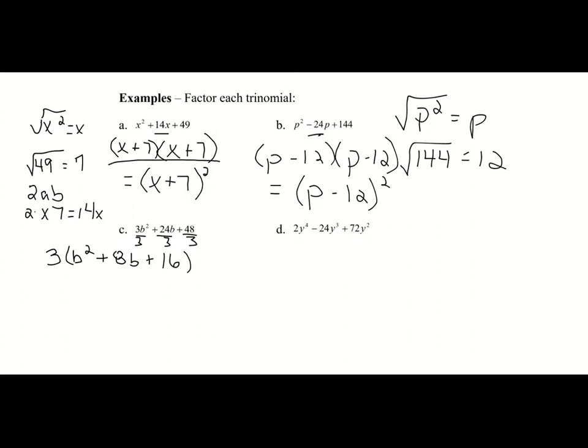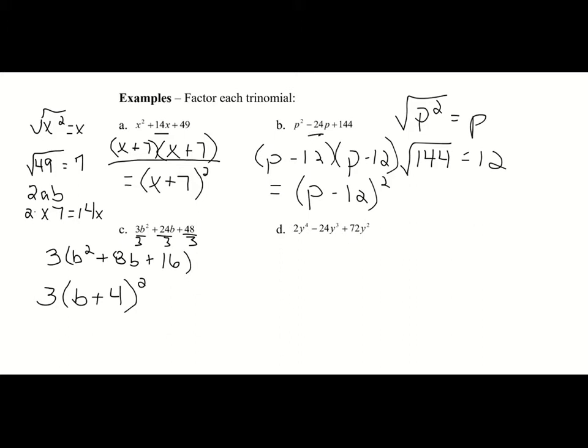The square root of 16 is 4. The square root of b squared is b. b times 4 is 4b, but if you multiply it by 2, you get 8b. So my final factoring here, because it's 2 plus signs, would be 3 times (b plus 4) squared.